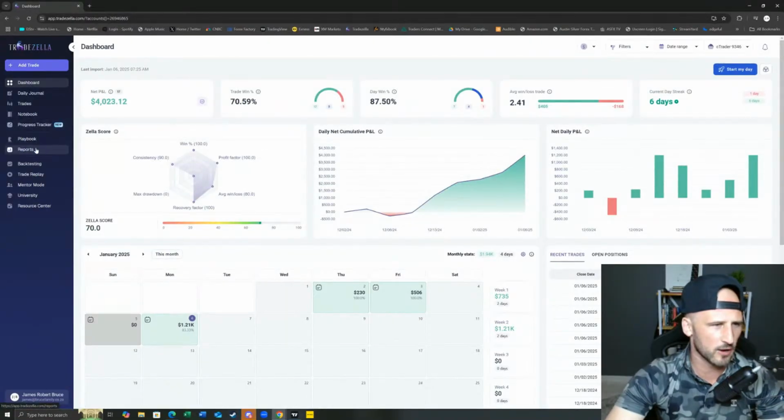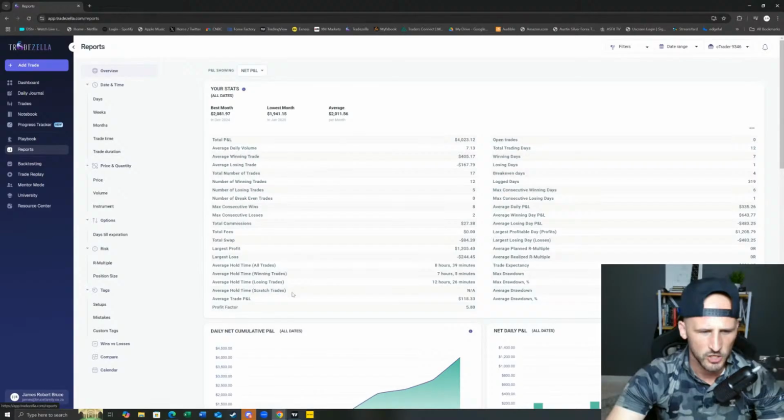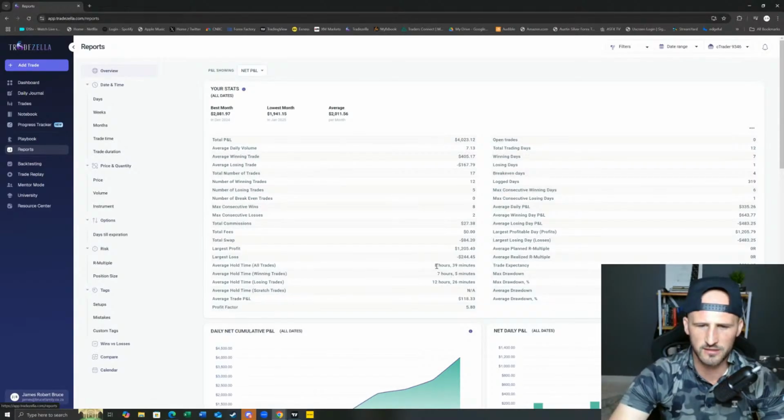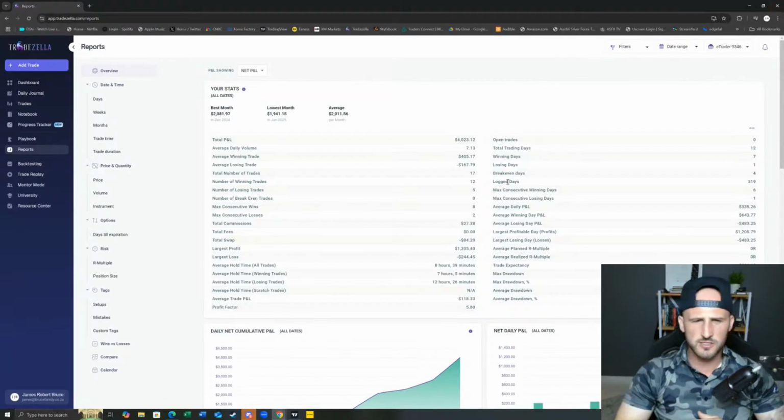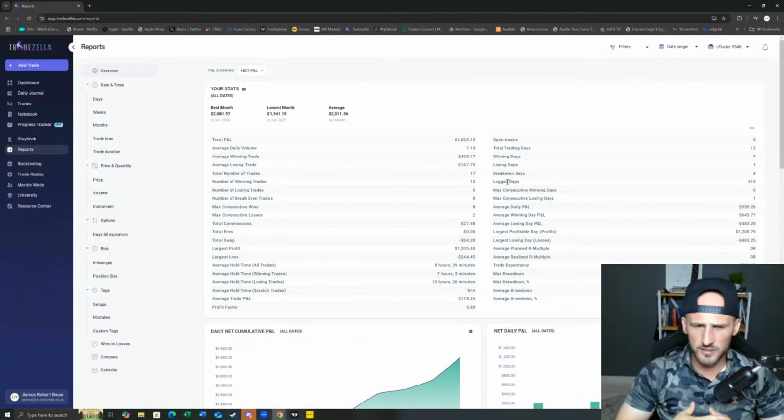We can just go to my report section over here, and let's go to overview. You can actually see my average hold time was 8 hours and 39 minutes for all my trades. Winners, 7 hours and 5 minutes. And losers, which can be better, 12 hours and 26 minutes. But my average winning day, $6.43, average losing day, $43.